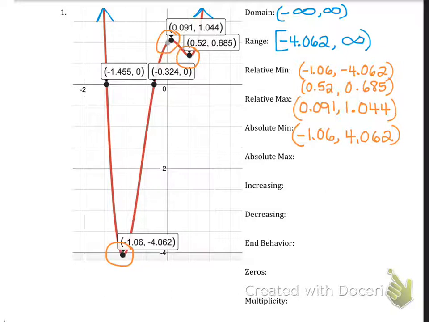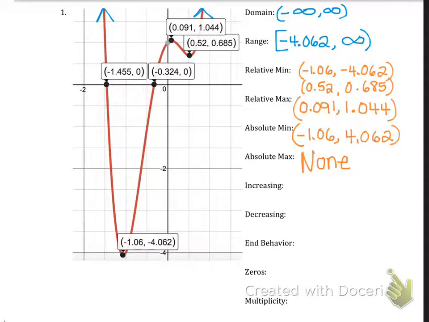And then there isn't an absolute maximum because the graph goes up forever. It already has passed that. There are y values that are greater than 1.044. So I don't want you to leave it blank. I want you to write none, so I know that you've already done the analysis for it, and you've identified that there isn't one.